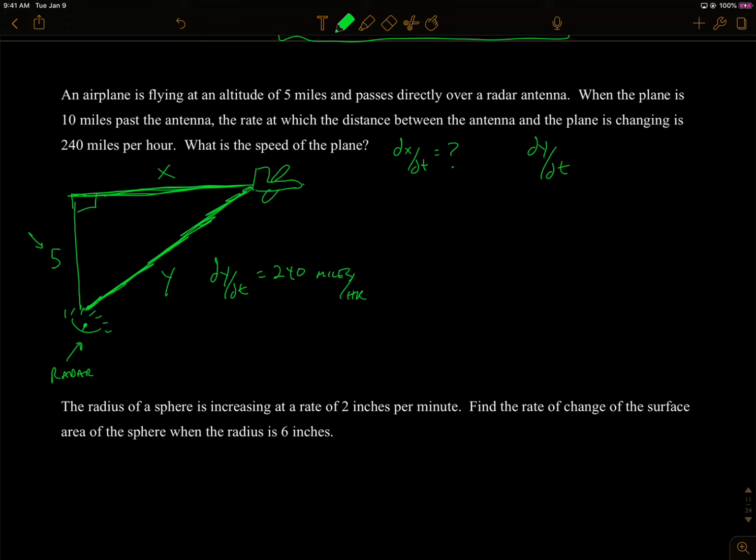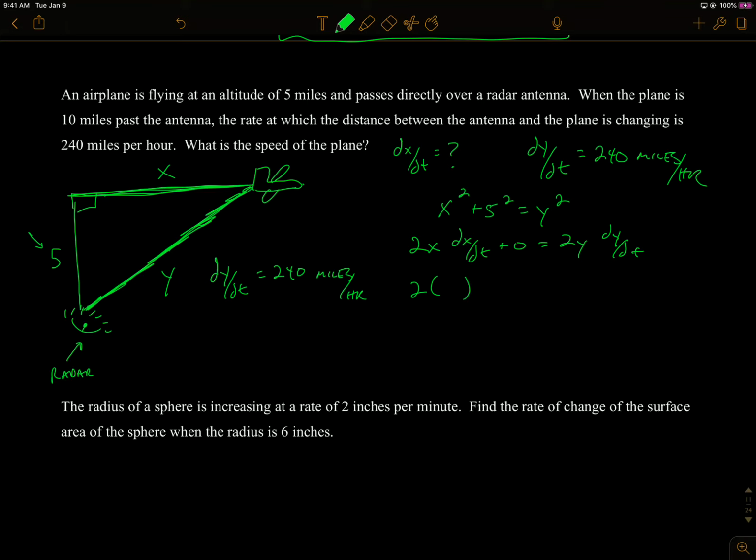So the formula we're going to use here is the Pythagorean theorem because we're talking about the lengths of the sides of a right triangle. So then if I go take the derivative, I get 2x times dx dt plus 0 equals 2y times dy dt. So I need to know what? Everything except the rate I'm looking for, dx dt.